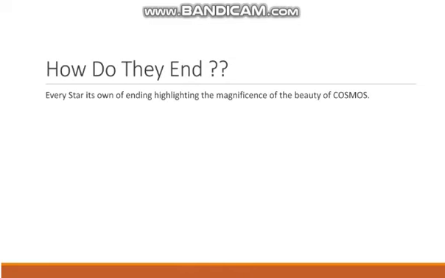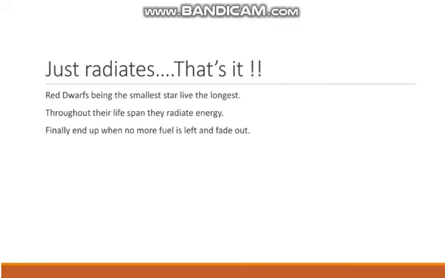Stages of a star until demise. How do they end? Every star has its own way of ending, highlighting the magnificence and beauty of the cosmos. Red dwarfs. The smallest stars live the longest. Throughout their lifespan they radiate energy, and finally when no fuel is left, they fade out.